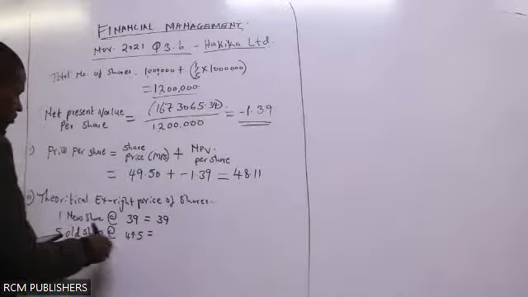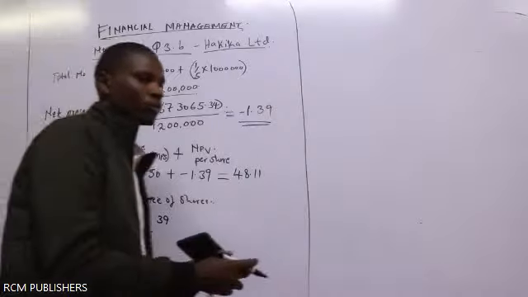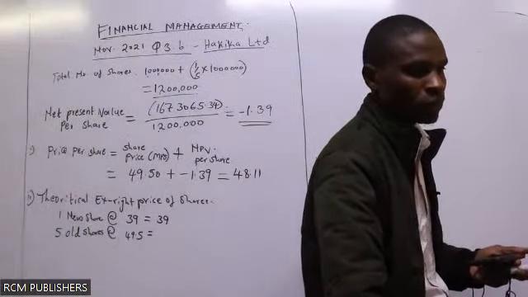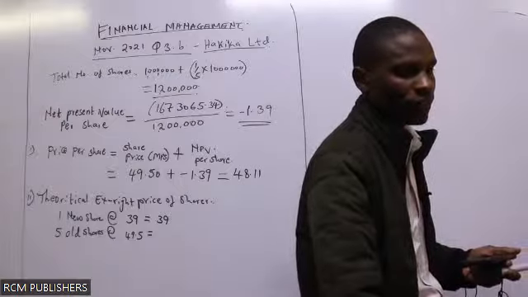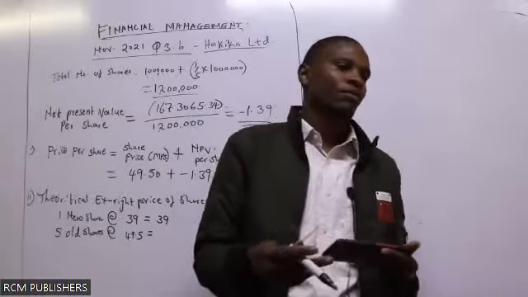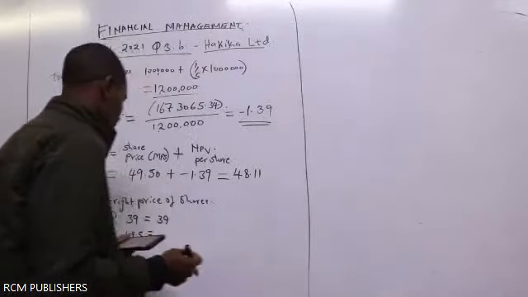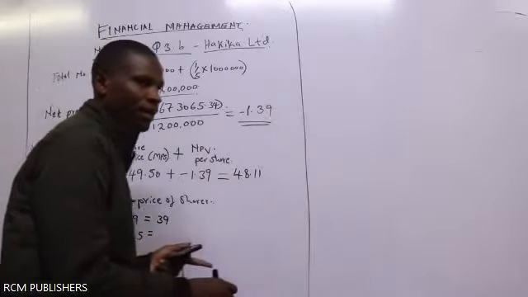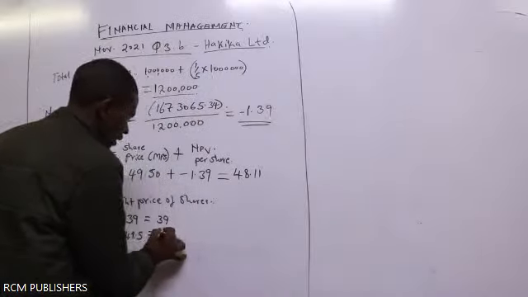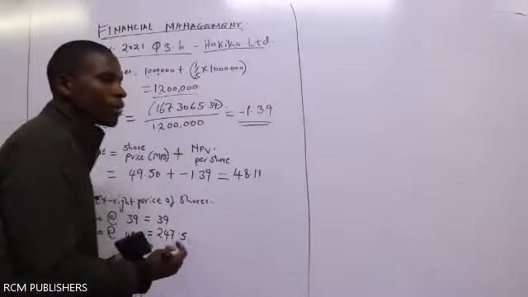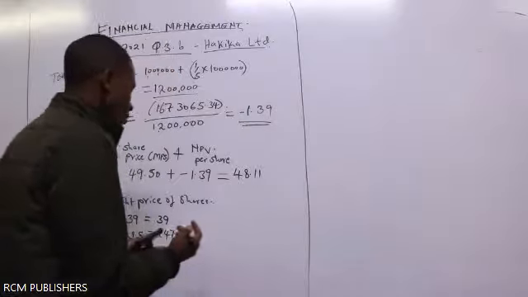So can you give me the value of the 5 shares? What will be the value of 5 shares? 5 times 49.5 is 247.5.